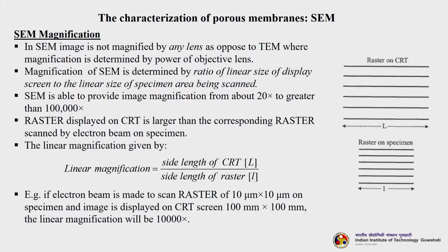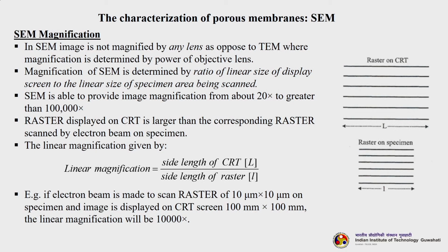Since it is a scanning process, the magnification is determined in a different way than in a TEM. SEM is able to provide image magnification from about 10x to greater than 1 lakh x. The raster display on the CRT is larger than the raster scanned by the electron beam. You can see the raster that is getting displayed on the CRT, and this is actually larger than the raster on the specimen.